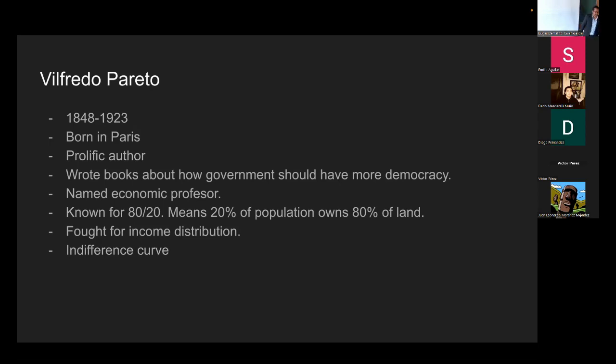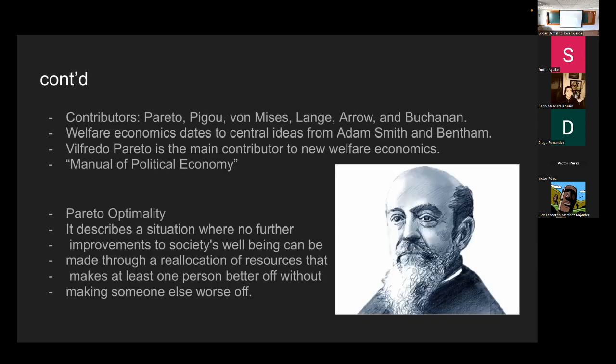Sorry, guys, go ahead. It's called Pareto optimality, which basically describes a situation, as the teacher was saying, where no further improvements to society's well-being can be made through a reallocation of resources that makes at least one person better off, but then makes another person worse off than they were before.